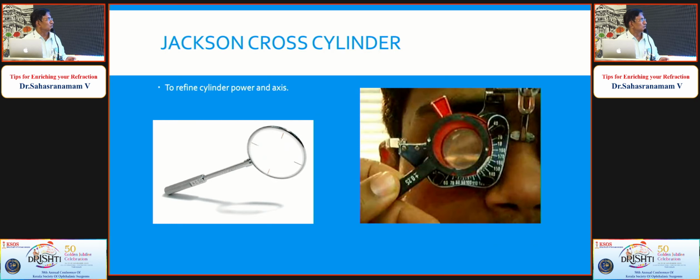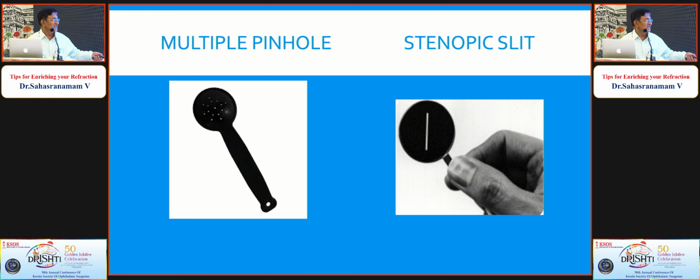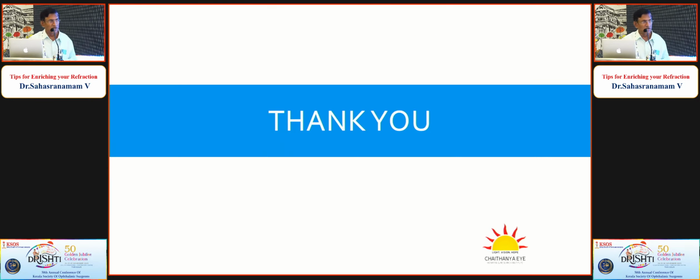This is also a simple but useful instrument for the final refining of the cylindrical correction, the Jackson's cross cylinder. Even these small gadgets, which are not costly at all, even a stenopaic slit, can enrich your refraction for finding out the principal axis of astigmatism. It is a very simple instrument, but if you know how to use it, even this can enrich your practice.